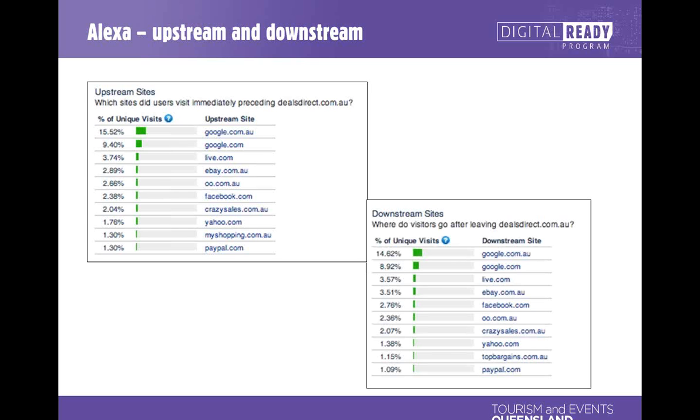And then downstream, this is where they go immediately after leaving your site. So if they're going from your site straight back to Google, that suggests to me they didn't necessarily find what they were looking for. Again, with this particular example, they might just be going back to Google to see if they can get a better price.